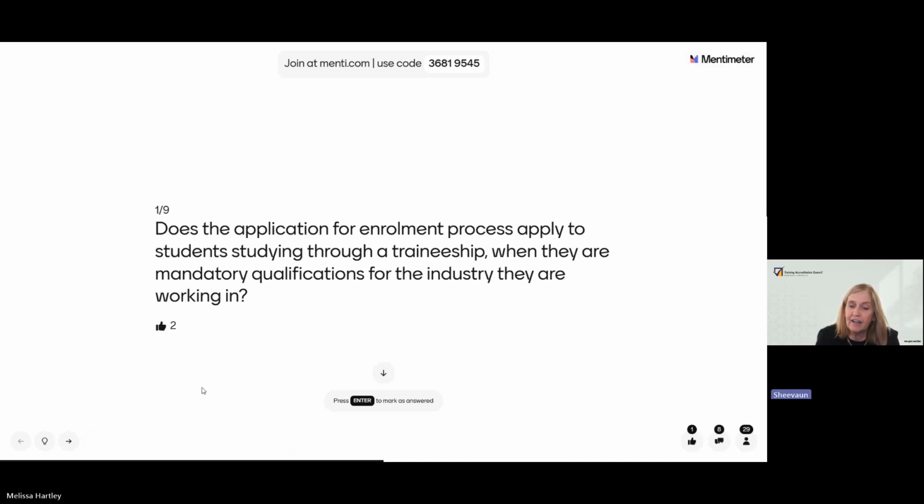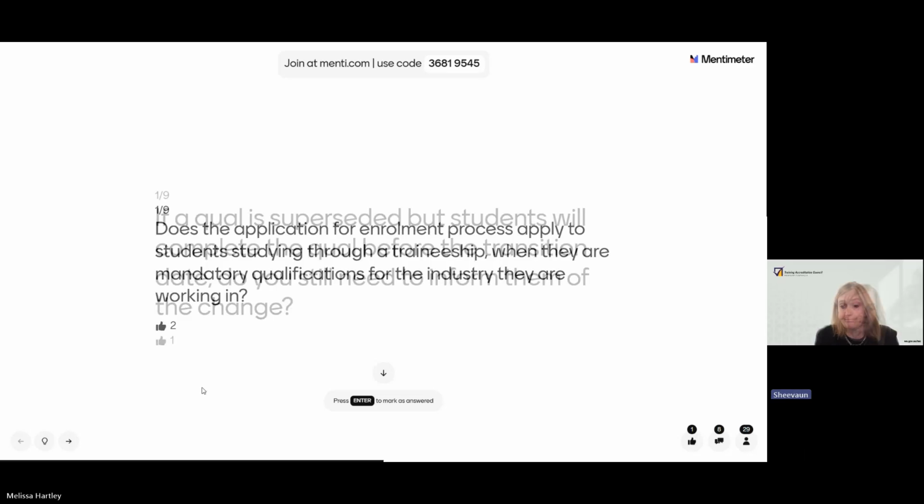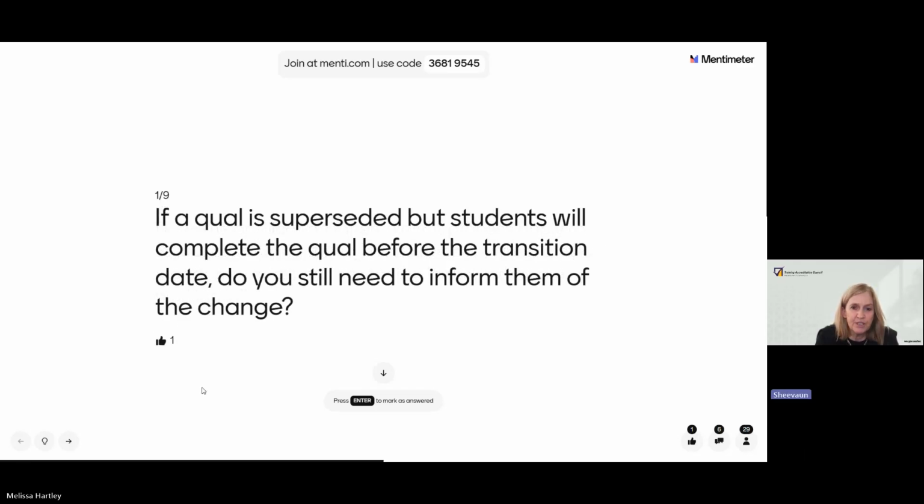But again, depending on your traineeship process, it might look and feel a wee bit different from an institutional based enrolment process. If the qualification is superseded, but students will complete the qualification before the transition date, do you still need to inform them of the change?